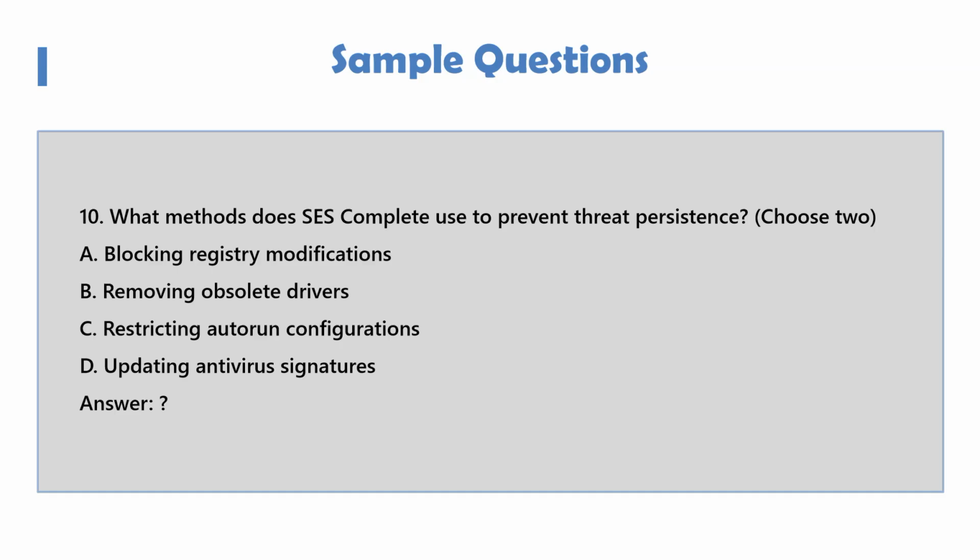10. What methods does SES Complete use to prevent threat persistence? Choose 2. A. Blocking registry modifications. B. Removing obsolete drivers. C. Restricting auto-run configurations. D. Updating antivirus signatures.